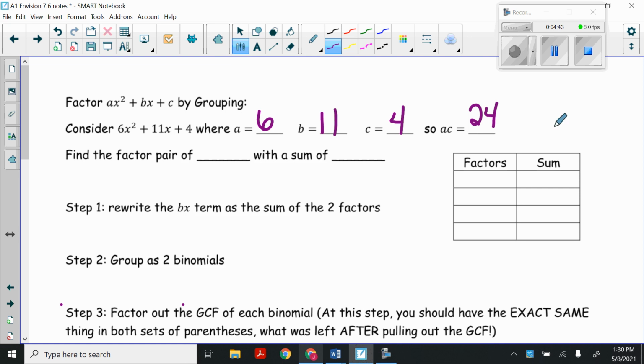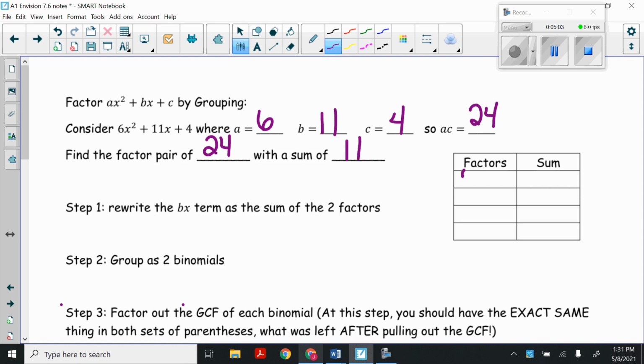We want to find the factor pair of 24 with a sum of 11. So now, if we have a leading coefficient bigger than 1, we multiply that by our constant. And that's what we're looking for the factors of, that will still have a sum of our middle number. So here I'm looking for the factors of 24.